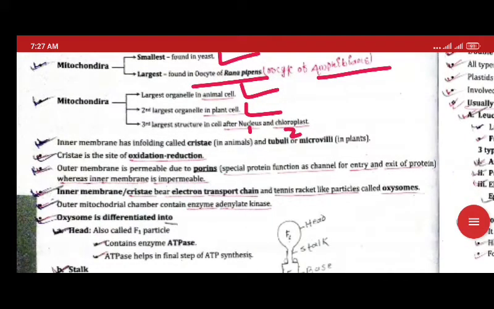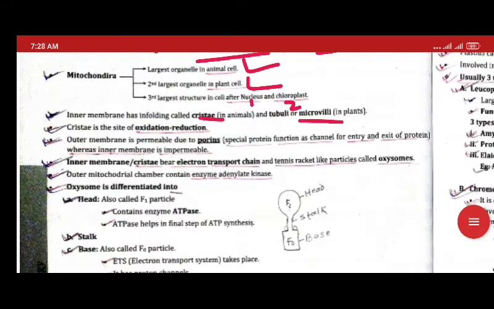Now the inner membrane enfolding is called cristae, or microvilli in plants. In animals you can say both cristae and microvilli. And cristae is the site for what? Oxidation reduction. Due to the presence of what? Porins. So porins are present, which are permeable and act as channels for the entry and exit of protein, where the inner membrane is impermeable and the outer membrane is permeable due to porins.